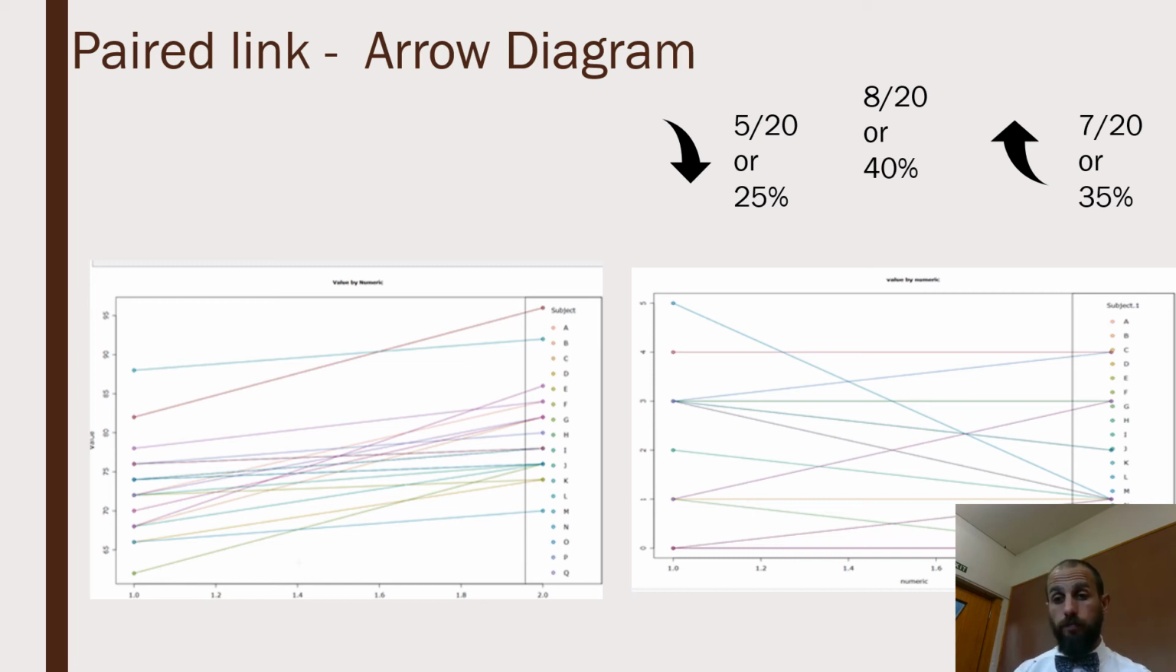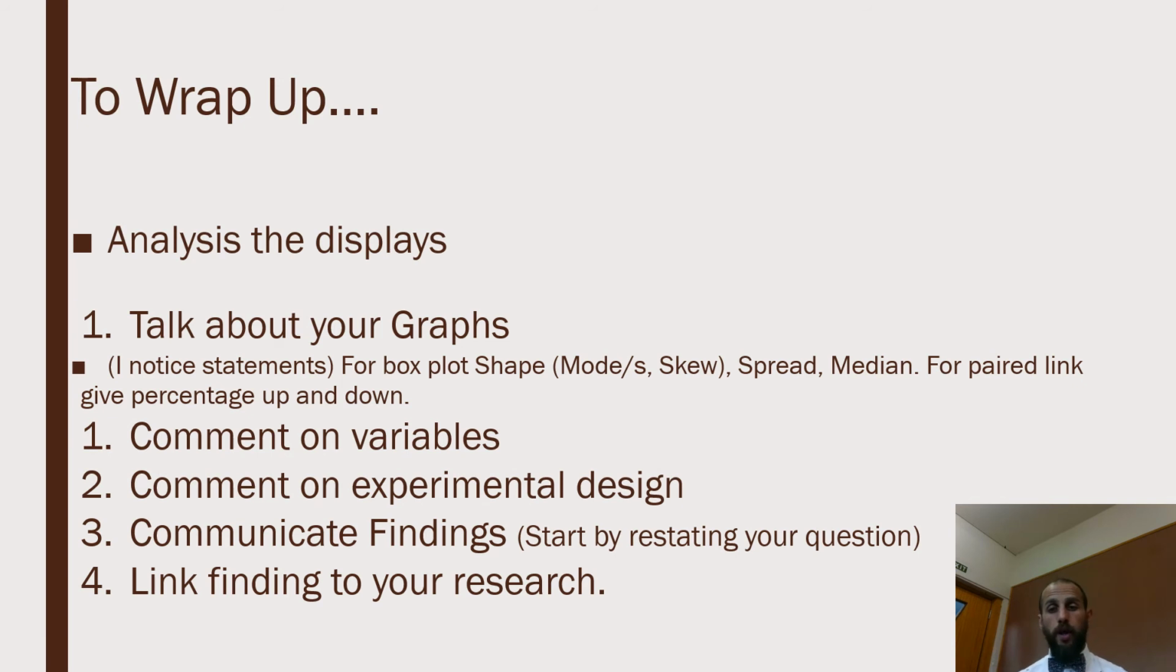So, okay, to wrap up, when you're analysing your displays, you need to talk about your graphs. You write I notice statements. For a box plot, you're going to talk about shape. That might include modes or skew. You're going to talk about spread, and you talk about the median, and where that is in relation to 0, okay? So 0 being no change. For the paired link, for achieved, you're going to just make sure you tell me how many went up, what percentage went up, what percentage went down, and what percentage stayed the same.